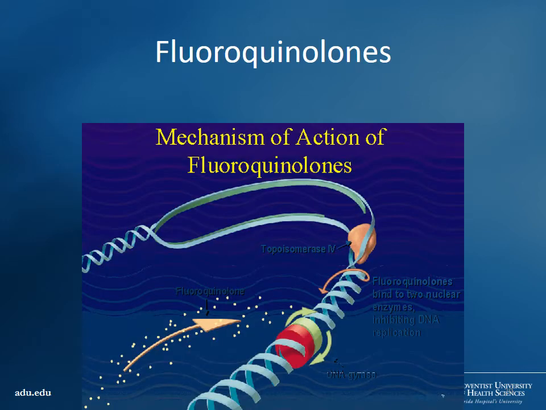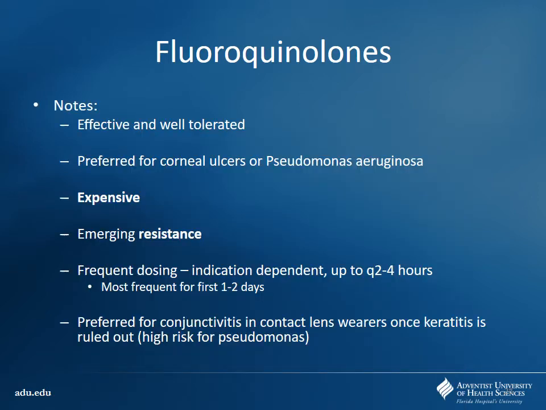You can just picture kind of showing there the mechanism here. We already covered that. So again, this is going to be preferred for corneal ulcers, or if you're thinking Pseudomonas, these are going to be the drugs to go with. They typically are very expensive, and we are starting to see some resistance to these drugs, even when they're given at these high concentrations ocularly. So just be aware, hold off on these unless you really need to use them, especially if they are contact lens wear. They're going to be the highest risk for Pseudomonas. Okay.